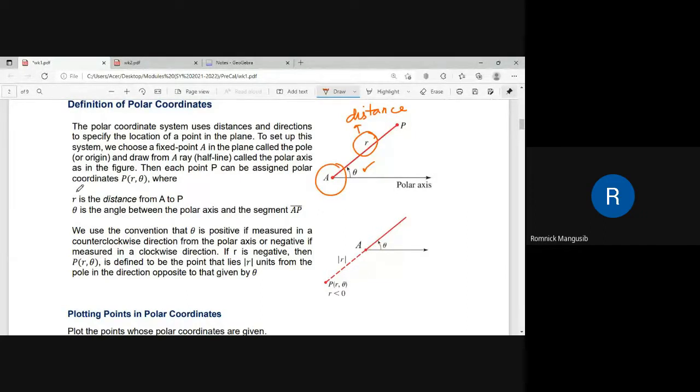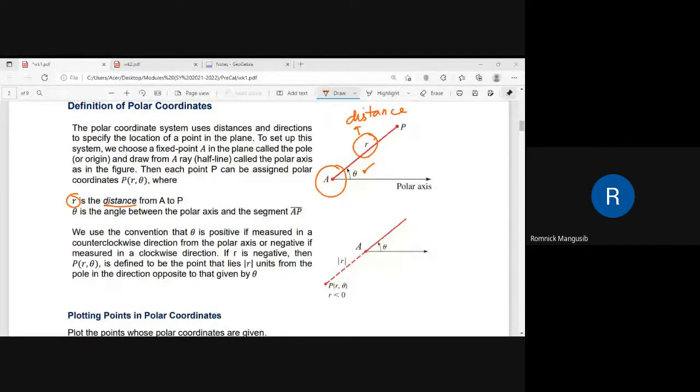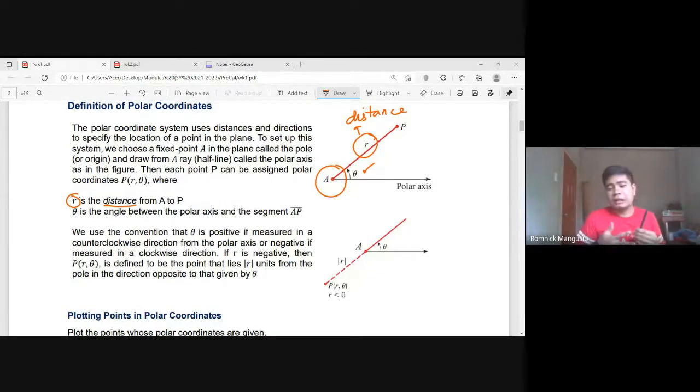So tandaan niyo, radius is the distance, kasi ito ang madalas na tanong ng karamihan. Sir, ang radius ba ay distance? Then I kept on answering it's a distance. And why do many of you keep on asking, sir, radius, distance? That is also a manifestation that you are not reading your LMS and your module at the same time.